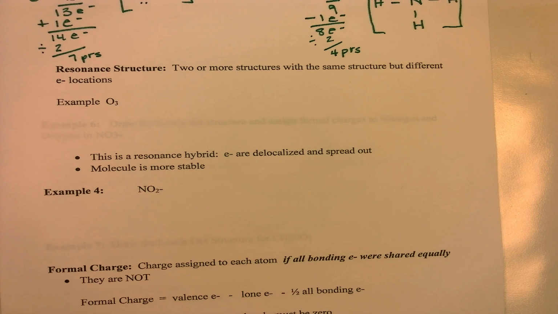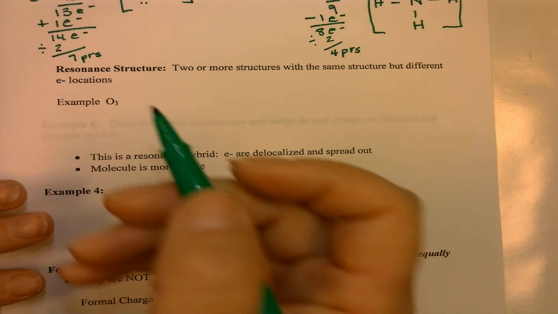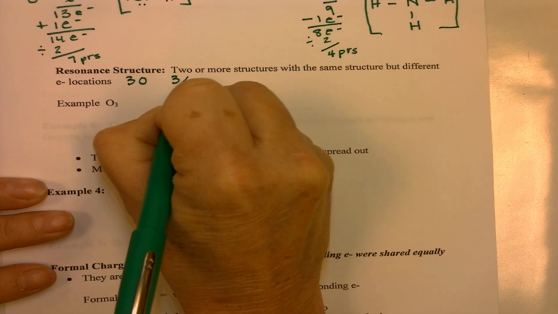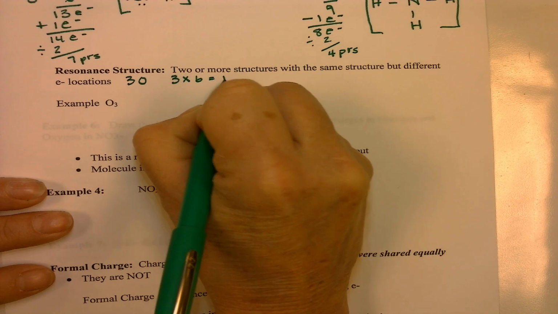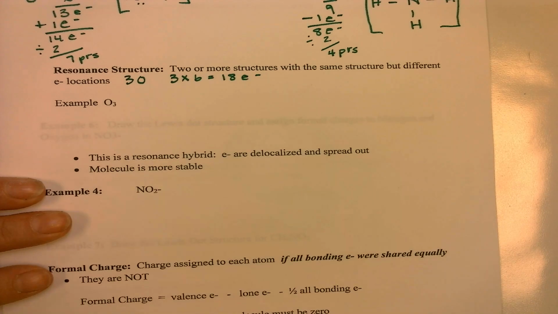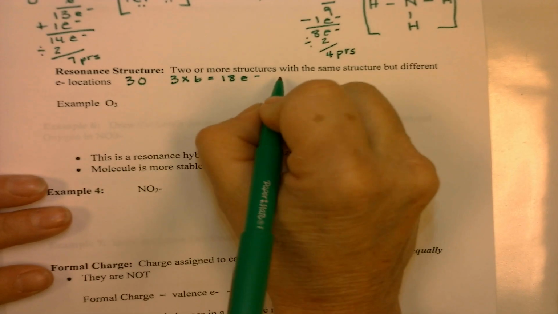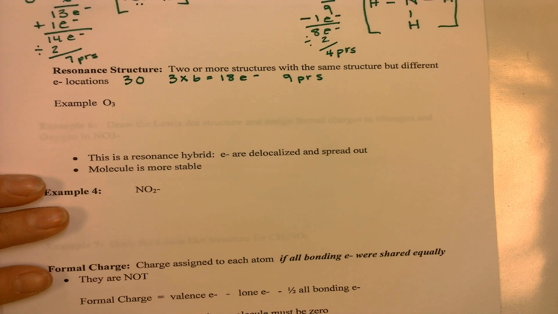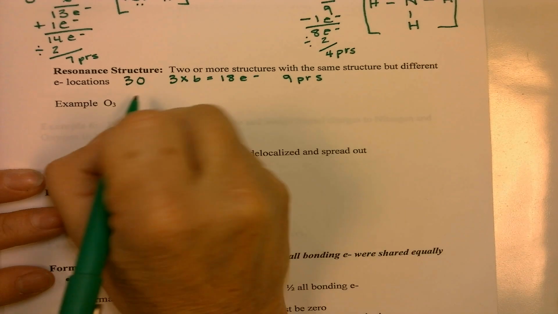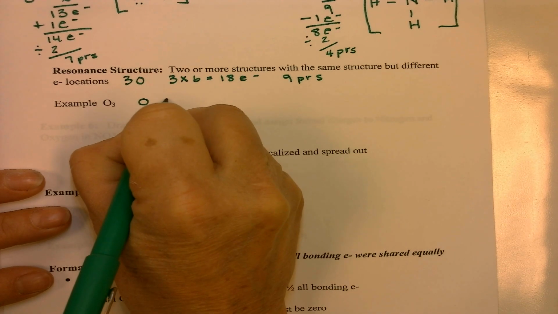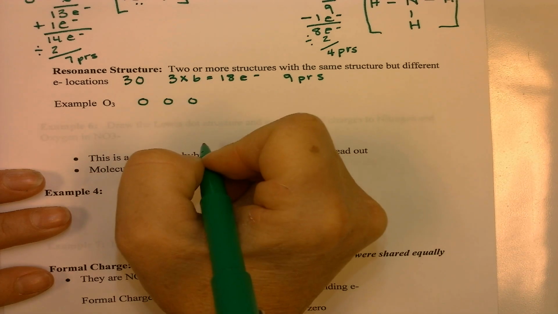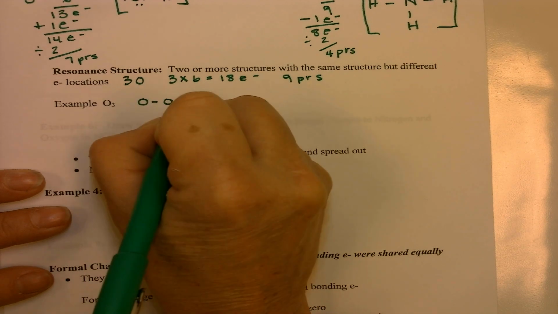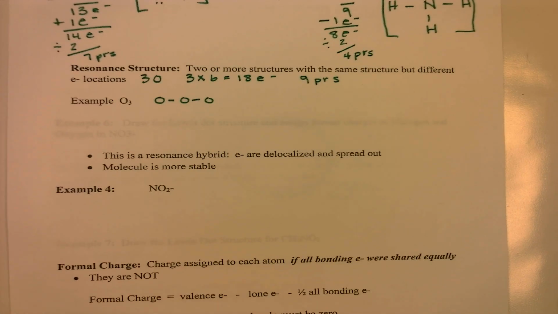Ozone, O3. I have 3 oxygens, which is 3 times 6, equal to 18 electrons, which is equal to 9 pairs. So I set this out and I go 1, 2, 3. 9 pairs. 1, 2, and now I'm going to switch over to pencil.